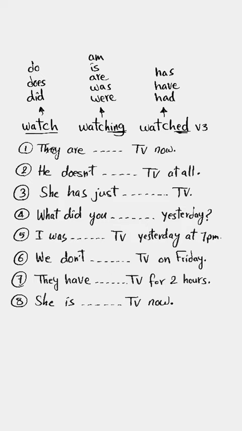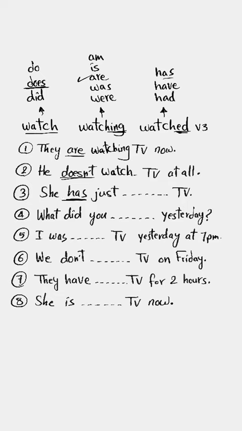Now answer. They are blank TV now. Are. With are we use ing, so watching. He doesn't. Doesn't is the negative form of does, so watch. Guys, do not add anything to the verb after doesn't. No s, no ed, no ing, just the base form of the verb, watch.